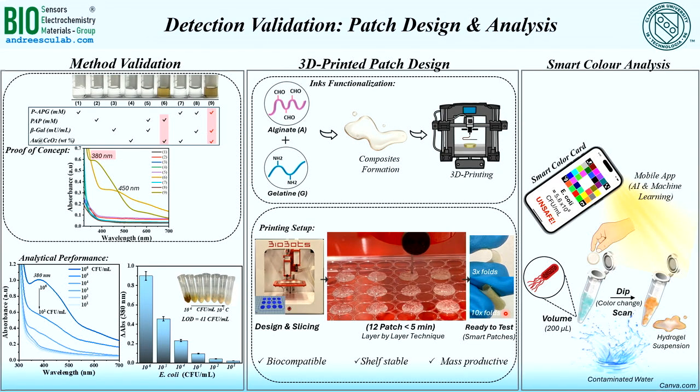So how does our system work? Imagine you are dipping this patch into water. If it stays white, it means safe. If it changes to brownish, it means contaminated. That is a warning situation. And the best part is our smart color card and AI-powered mobile application can capture the image, correct the background, and give you the precise E. coli counts right on your phone.